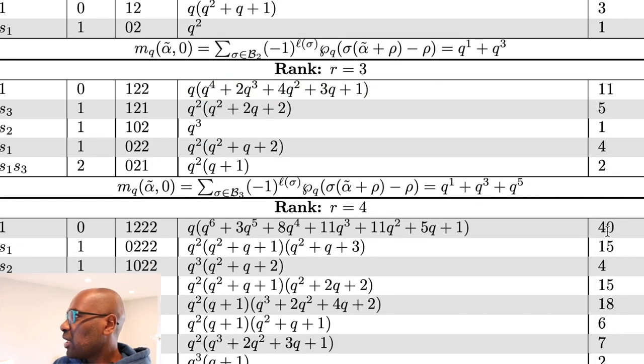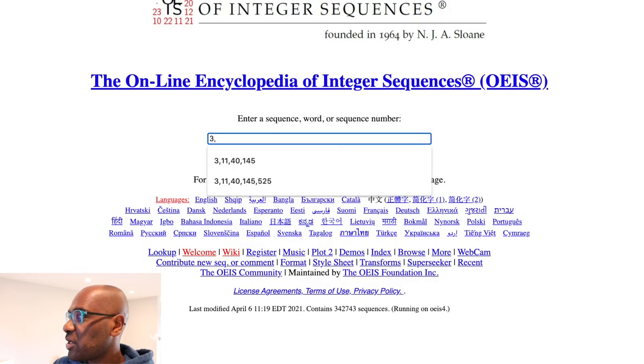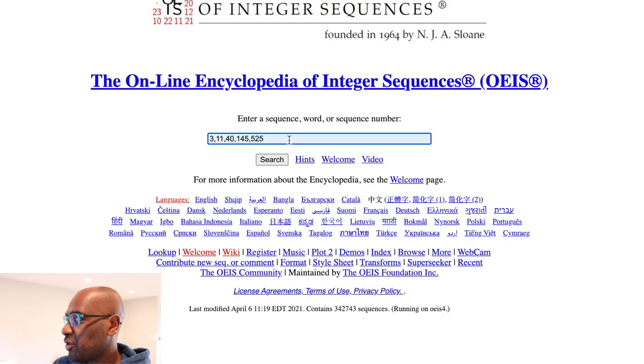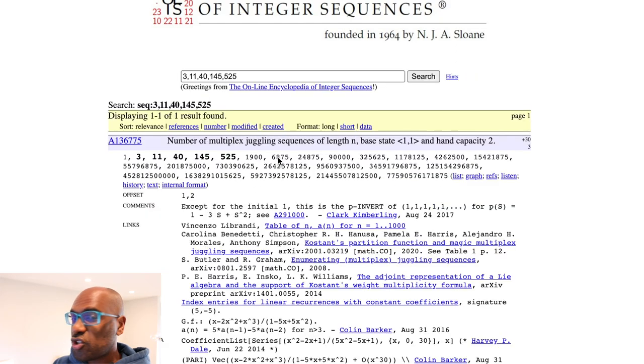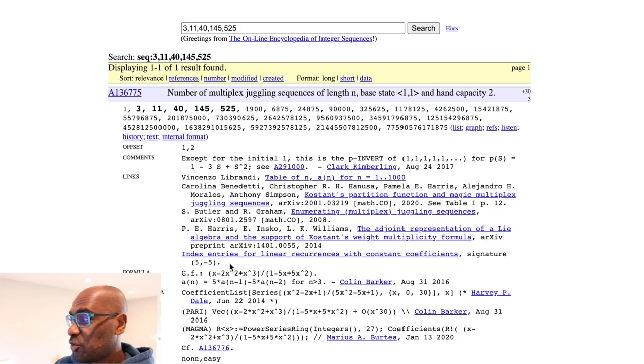And by plugging in 1 to the various polynomials we have, we get these numbers that form a sequence: 3, 11, 40, 145, 525, and it's something that I entered earlier. So when we were doing the research and finding these numbers, we actually plugged this in and found that this number counted the number of multiplex juggling sequences of length n. No idea what that even is, with what they say is base state 1-1 and hand capacity 2.